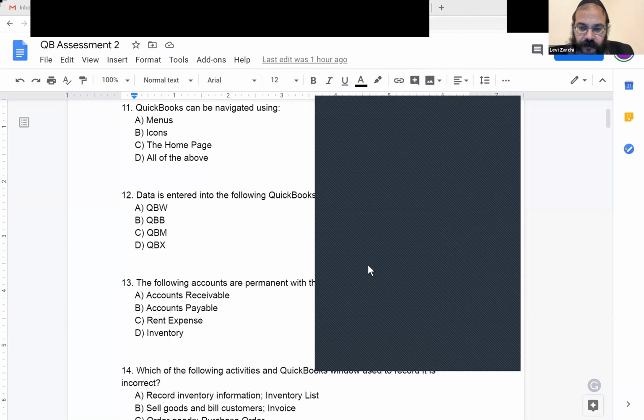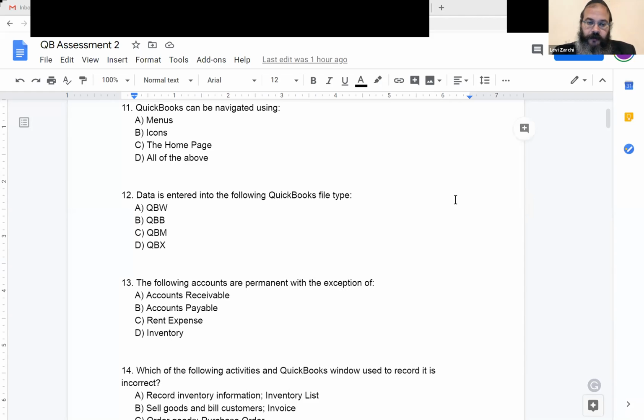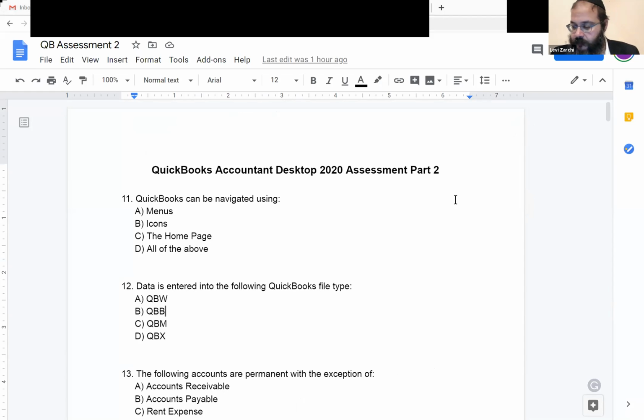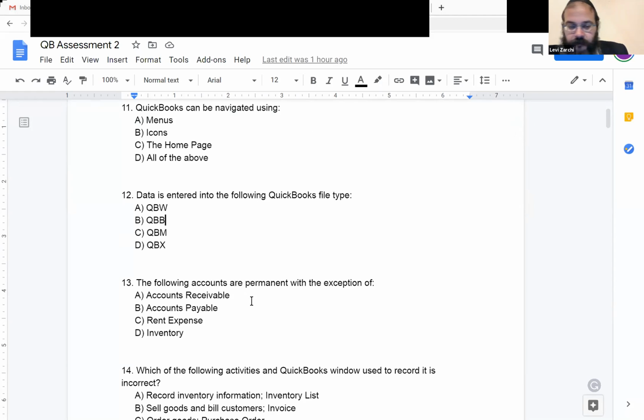Now, data is entered into the following QuickBooks file type. And the answer is, of course, the QBW. I said W could be for working. No, the B is a backup, the M is mobile, and the X is a transfer. So the answer to the first question is D, all of the above.